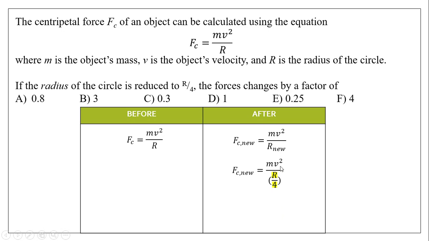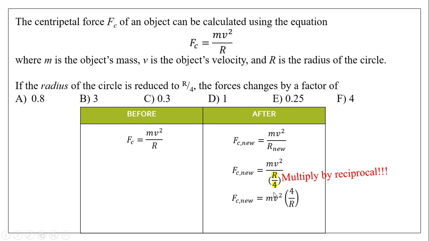mv squared stays the same in the numerator, but r new is now r over 4. Why? Because it said so. It says the radius is reduced to r over 4, so my new r is r over 4. As you can see here, you have mv squared divided by a fraction. This is r over 4, which is a fraction. So you need to keep in mind to do your algebra correctly. Because you're dividing by a fraction, multiply by the reciprocal. It's important that you do your algebra correctly.